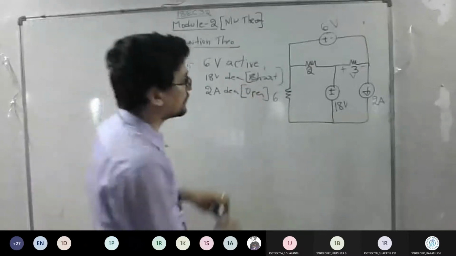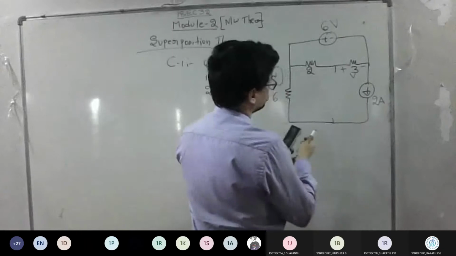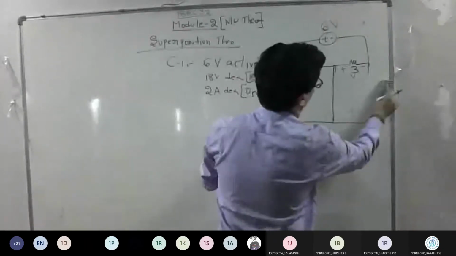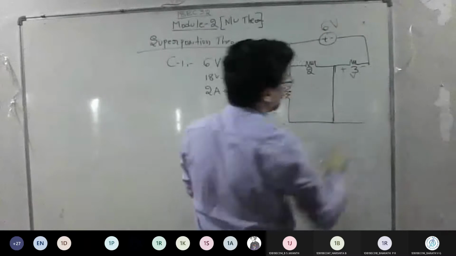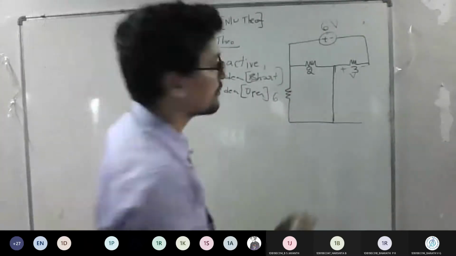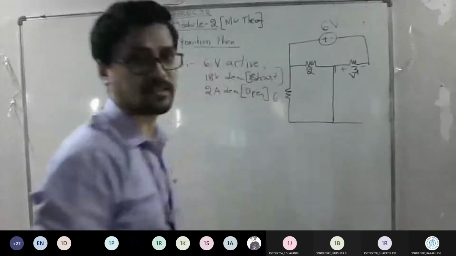So what is the new circuit now? We'll just change this. So this becomes a short circuit and this becomes an open path. Now what is happening for V? I should make it V dash.